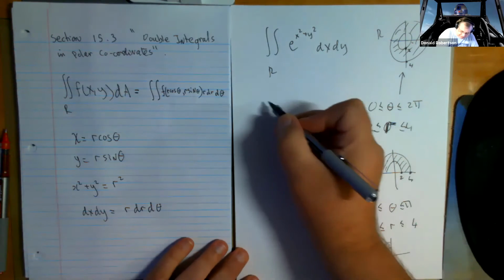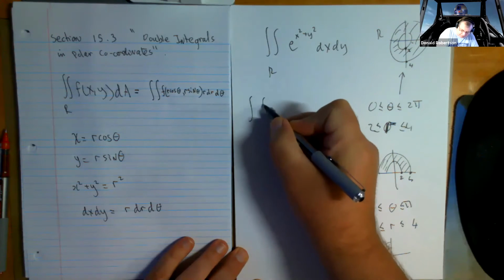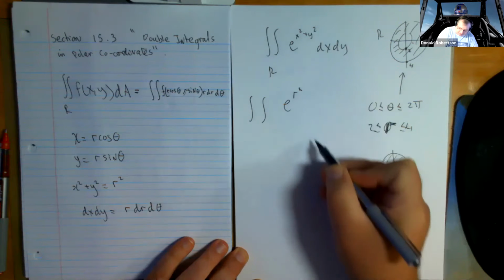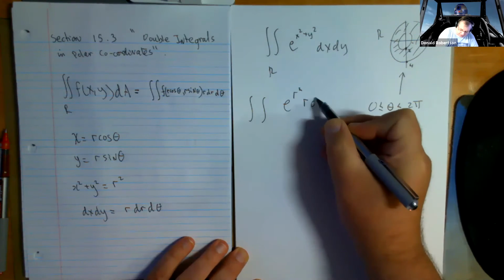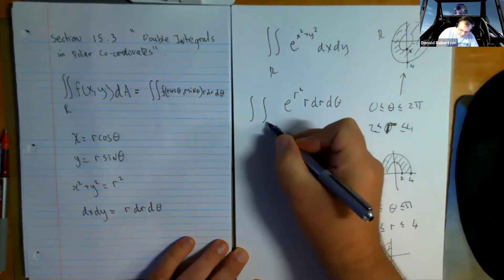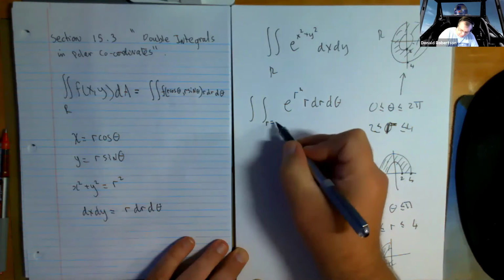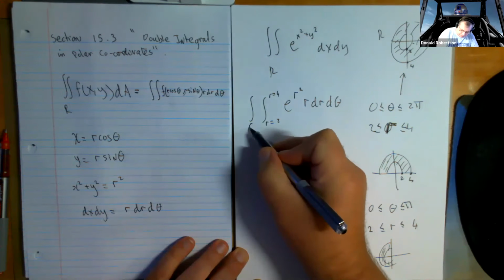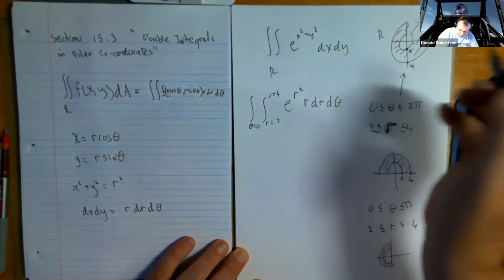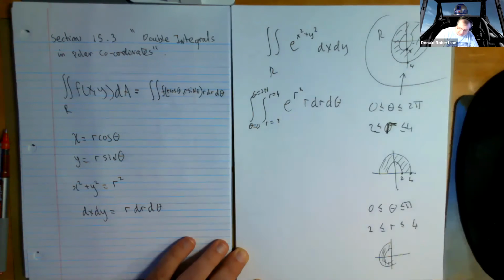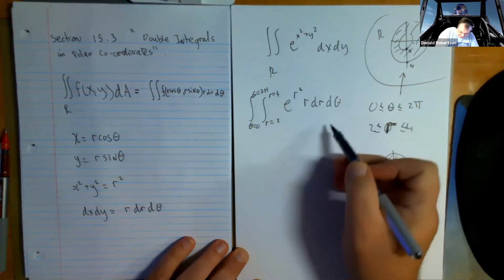Now, in this fella here, the double integral is going to change. e to that guy becomes e to the r squared. Then you get an r, a dr d theta. And r is going to go from 2 to 4, and theta is going to go from 0 to 2 pi, because we'll pretend that's the one that the question was.